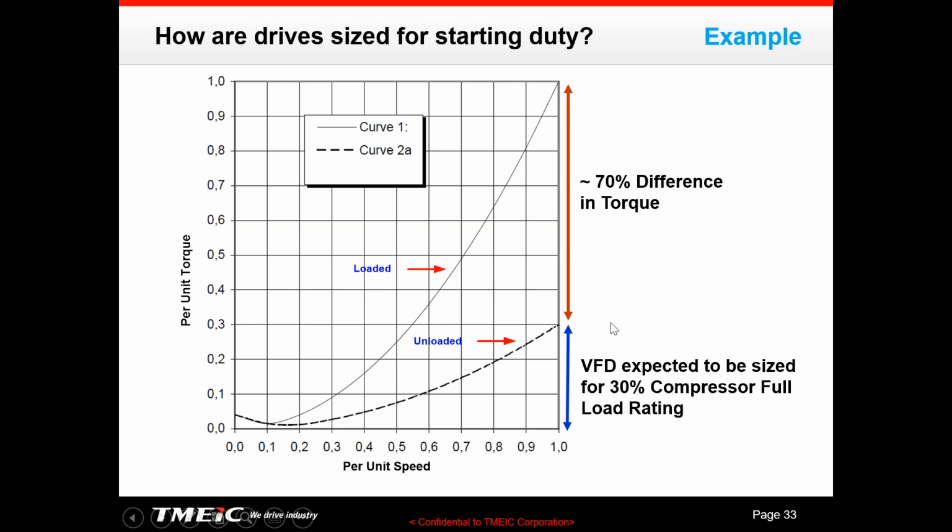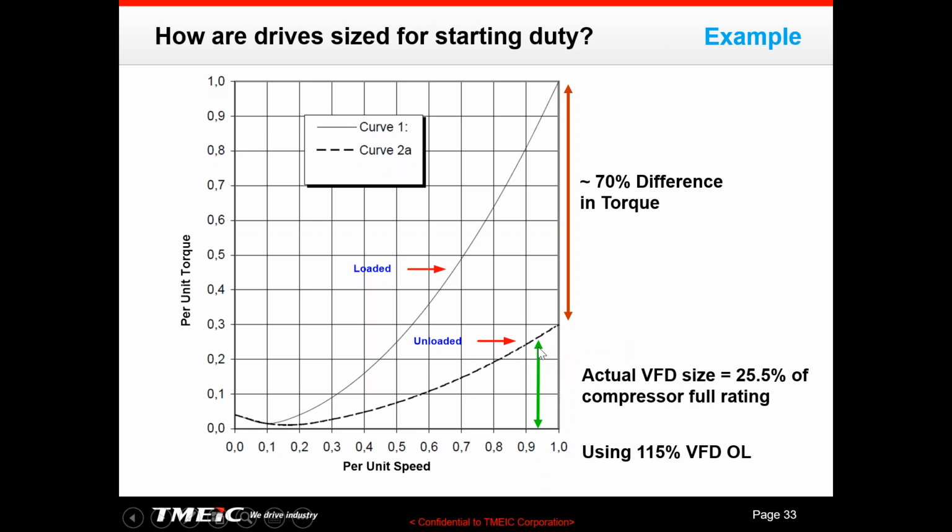Then I mentioned that we use 110 or 115% overload for pump and blower fan applications. If you only need the VFD to start the motor for a short time, then we can consider that overload as well. So actually you need about 25.5% of the full rating to size your VFD. So it's really important to look at the curves and the requirements.